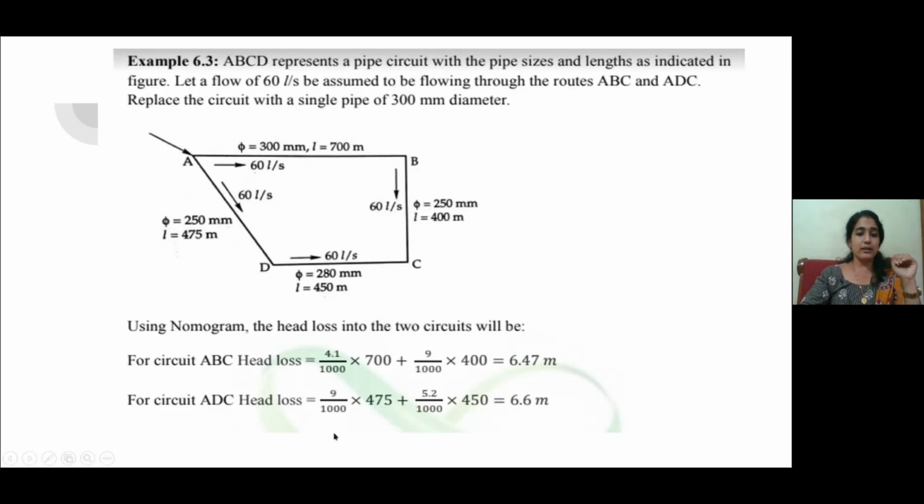In this way, these values, that is 4.1 and 9, are obtained for the pipes AB and BC. So the total head loss for this circuit ABC can be calculated by using this method, and the same way you can calculate the head loss for ADC also. The head loss for AD you have to calculate, and the head loss for DC you have to calculate by using the same nomogram.